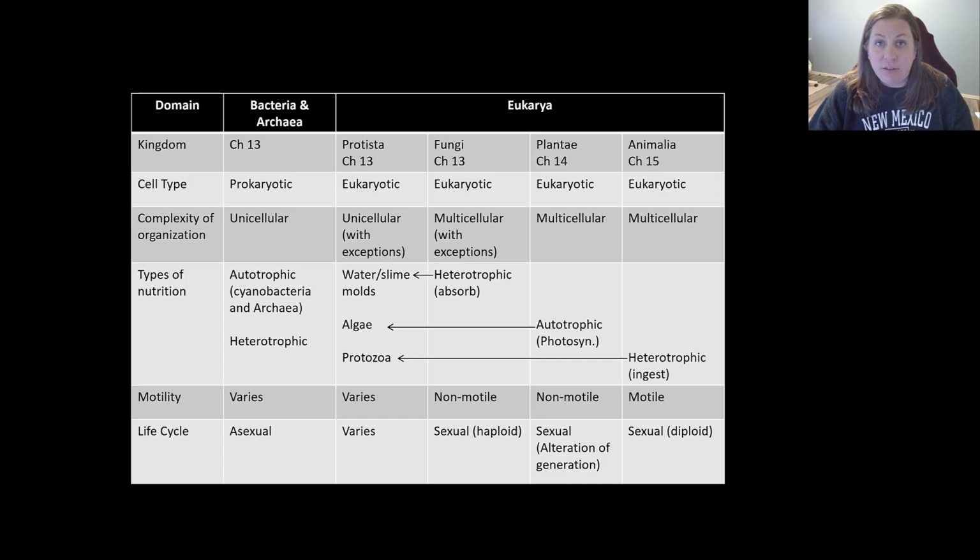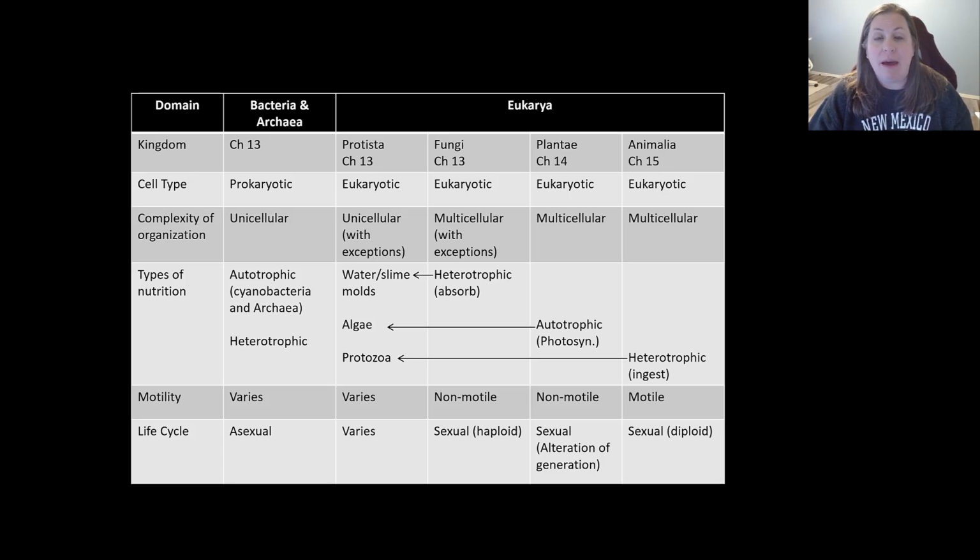We then see in the third video for this chapter, we're going to look at fungus or fungi. In this case, they are also eukaryotic. They are multicellular with a few exceptions like yeast. Yeast is a unicellular fungus. These guys are going to absorb their food and they are heterotrophic. They are non-motile, meaning they don't move on their own, and they do sexual reproduction. Okay, so they do sexual reproduction. Now they do this through a haploid type of cycle, which we'll talk more about when we get to that video.